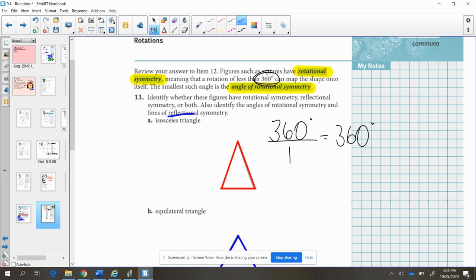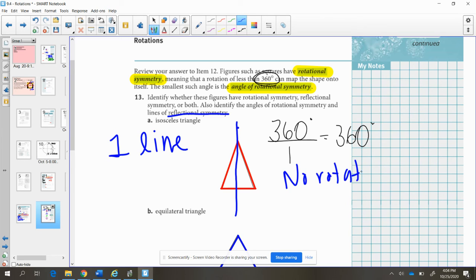Now this isosceles triangle, though, still has reflectional symmetry, because we could still draw the one line of reflectional symmetry in this. It was able to have reflectional symmetry, but not rotational. It's just back to 360. Okay, so no rotational symmetry, right? Because it was just 360 degrees.